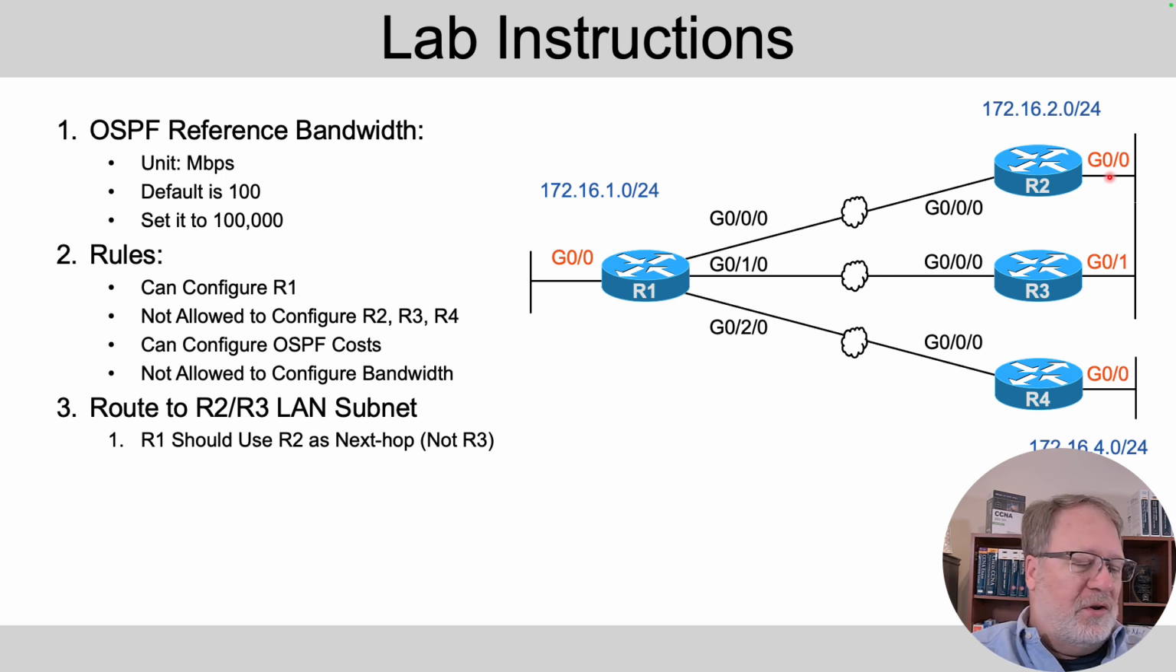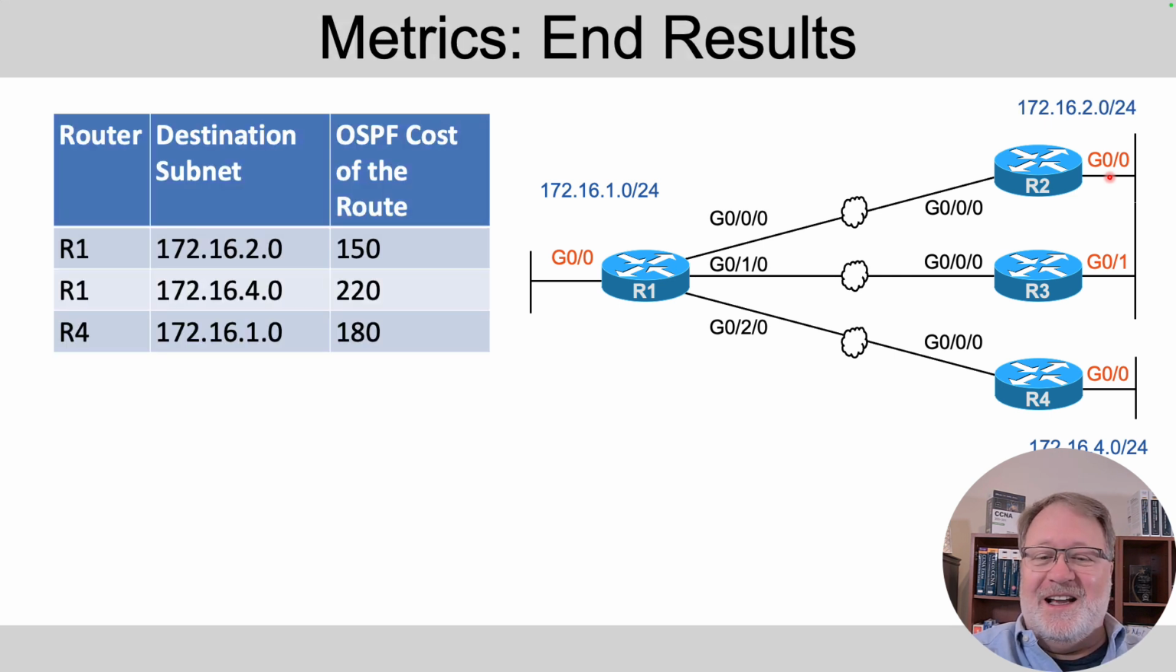Now that's all part of the requirements, but the tricky part, the part that's the puzzle, if you will, is the idea of these 3 routes that you have to work through. So the first one is a route from router R1 to subnet 2, this subnet on the far upper right. At the end of the day, we want the metric for this route to be 150. That is, if I do a show IP route in router R1 and I see its route to subnet 2, I want to see a metric of 150.